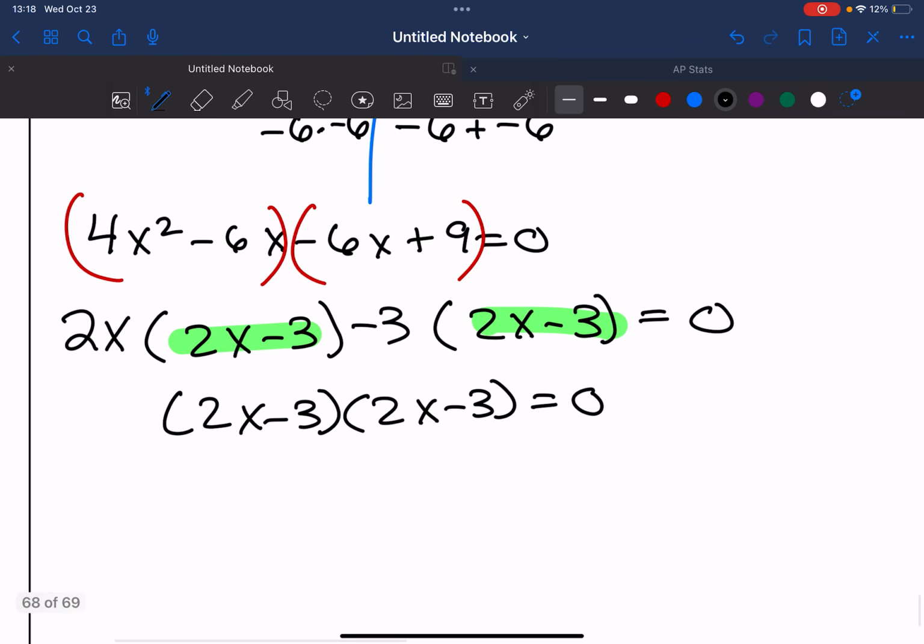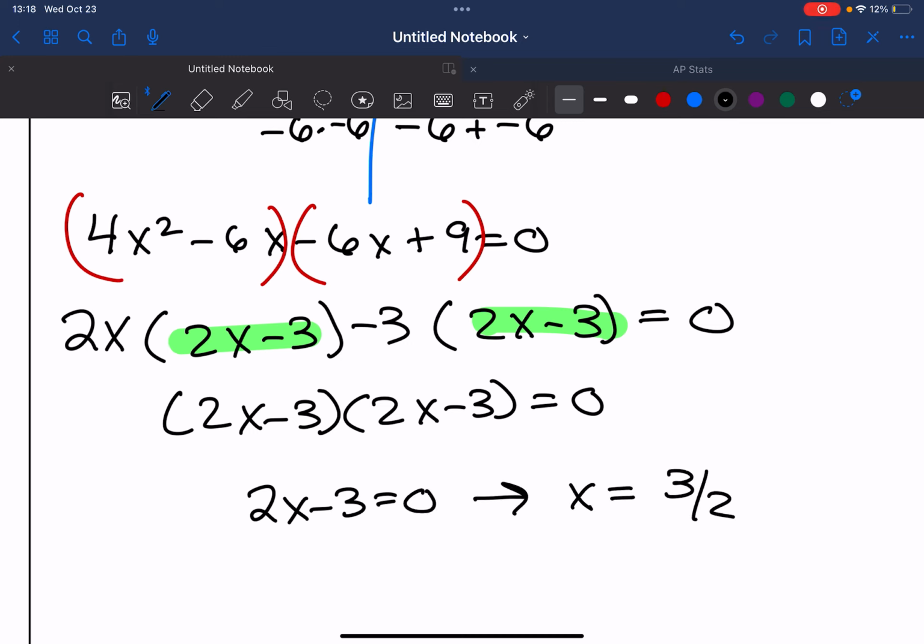Well, notice how both of these parentheses are the same. So this tells me that I'm going to have only one root, only one answer here. So I just do 2x minus 3 equals 0. And if I solve for x, I get x is equal to 3 halves by adding the 3 over and then dividing by 2.